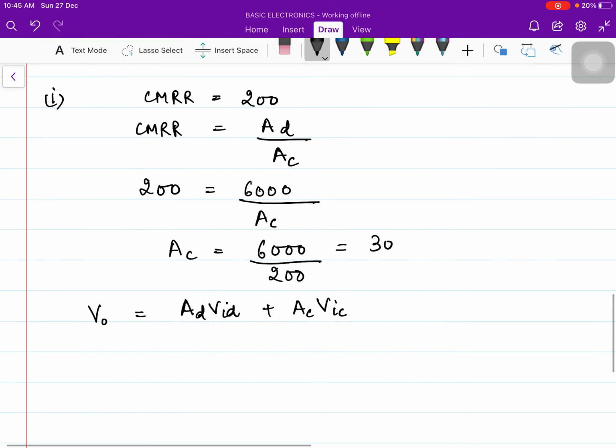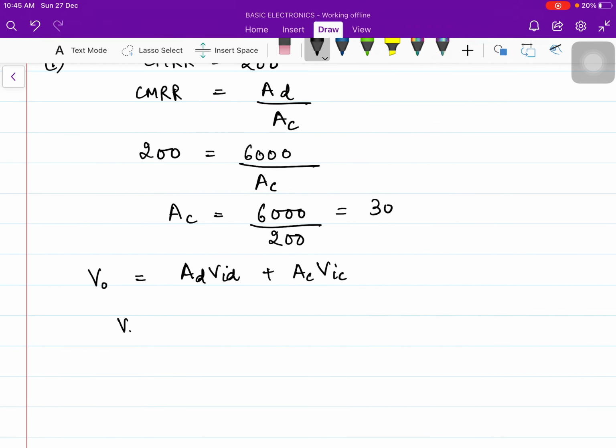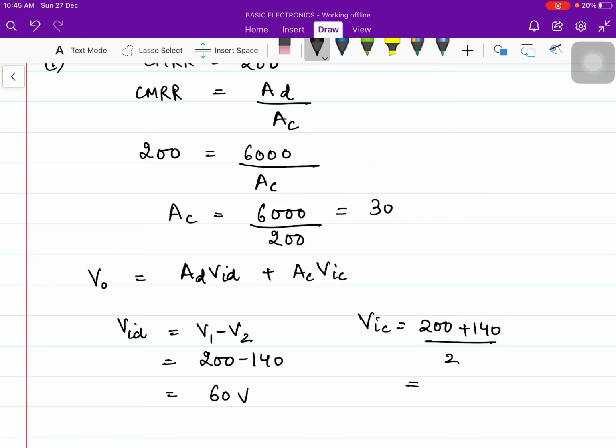You have AD and AC now. VID and VIC can be easily calculated if you have both the inputs. So you have 200 minus 140 equals 60 volt, and VIC is equal to 200 plus 140 divided by 2, that is equal to 170 volt.